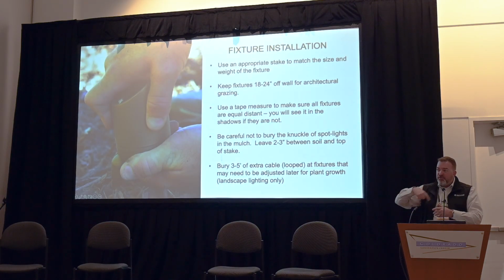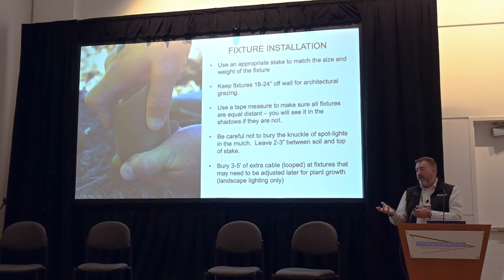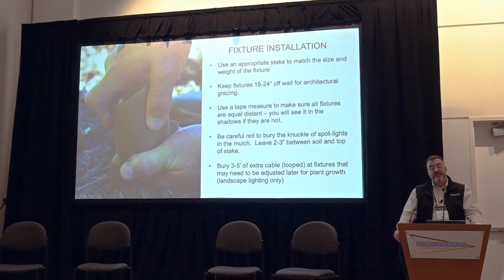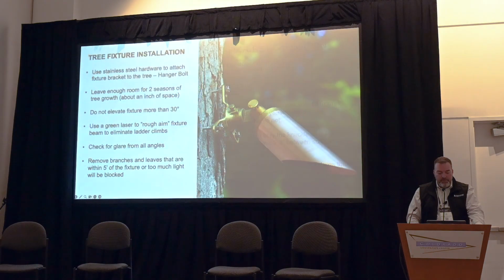So having extra cable helps. Some fixtures come with 25-foot leads. Use that extra lead, wrap it up, zip tie it, and bury it in the ground right next to that stake. Then when you have to come service that, you can just pull that up. Instead of having to cut and resplice, you can just pull some of that wire back and move your fixtures around. It makes it much easier. So just keep that in mind.